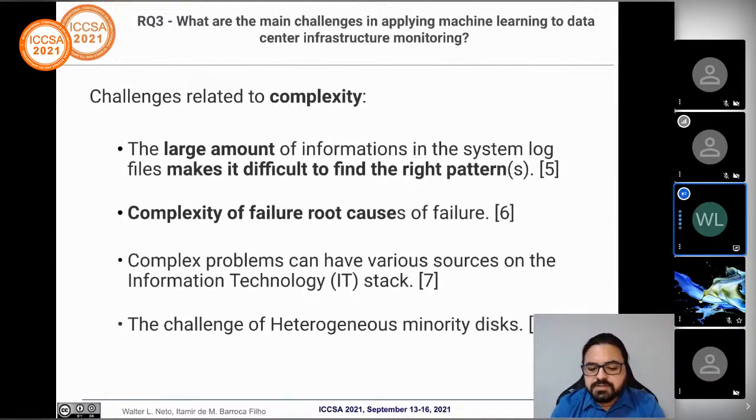Another complex problem in this context is that there can be various data sources in the IT stack. And also, among the challenges related to hard disk drives, there is one called the heterogeneous minority disk report.